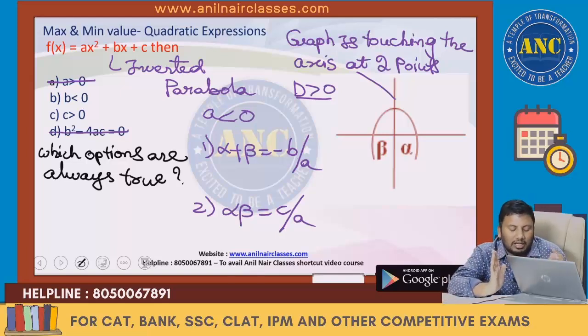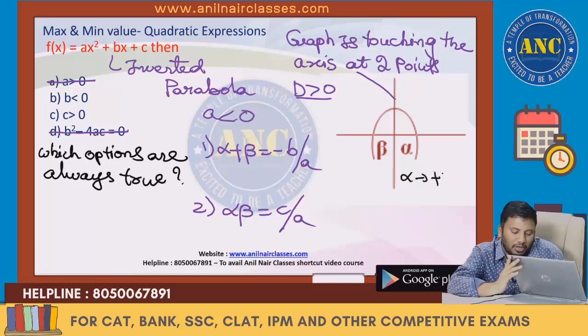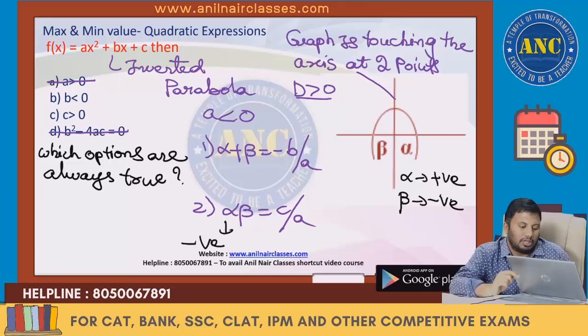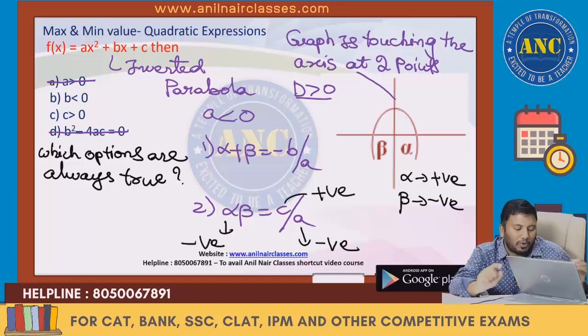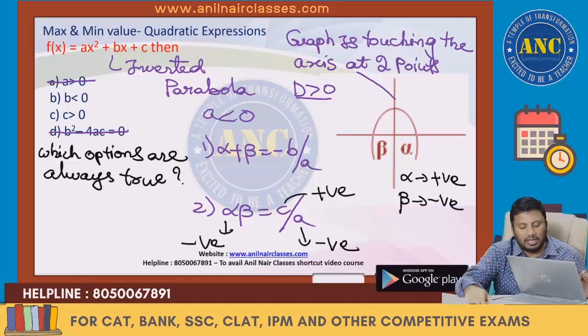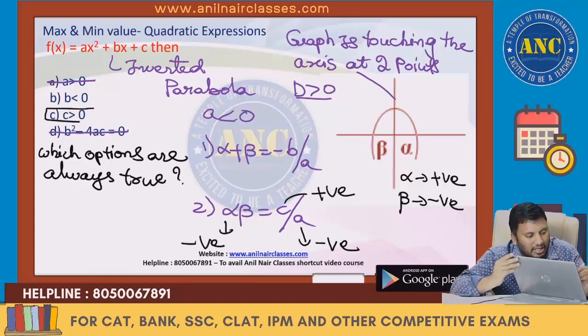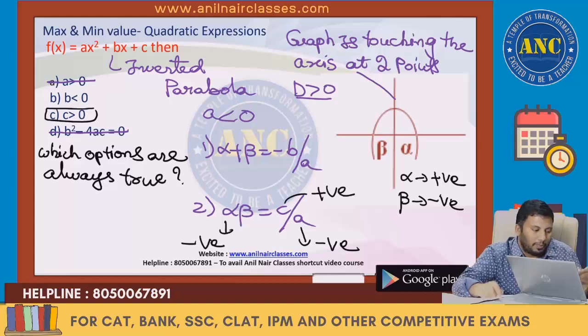To the right side of x-axis, alpha is positive, beta is negative. Positive into negative, it is negative. A is less than 0, A is negative, so C should be positive. Positive by negative can only give me negative. So C should be greater than 0. I hope it is clear.